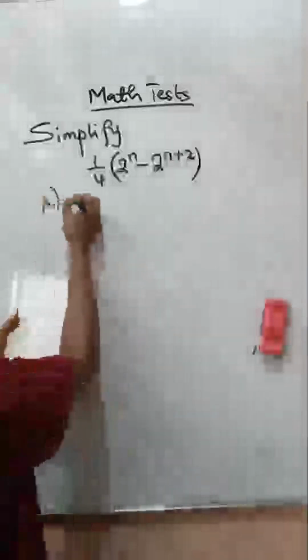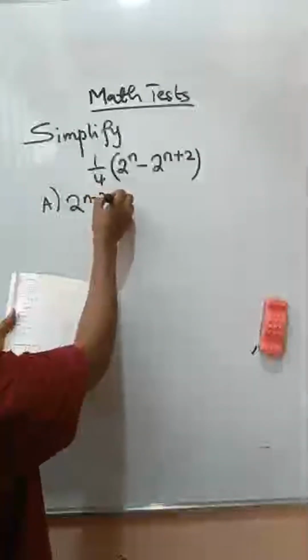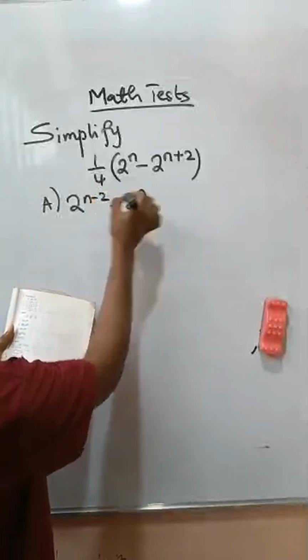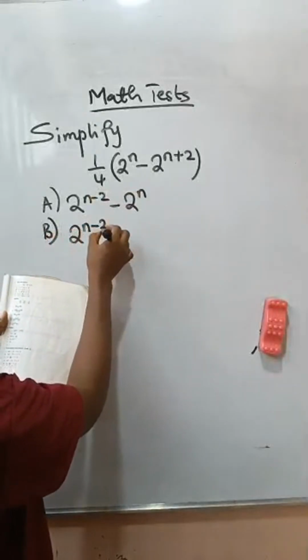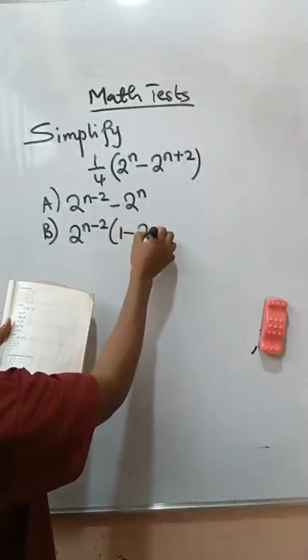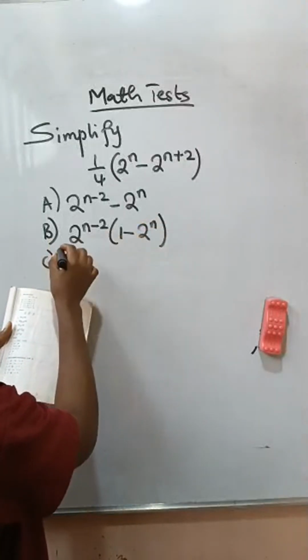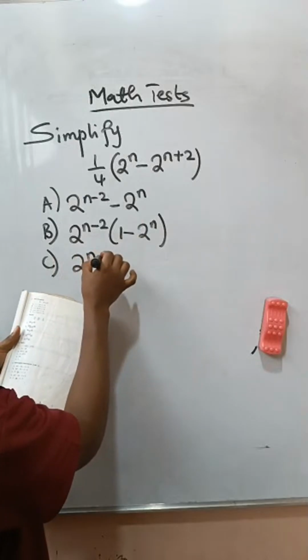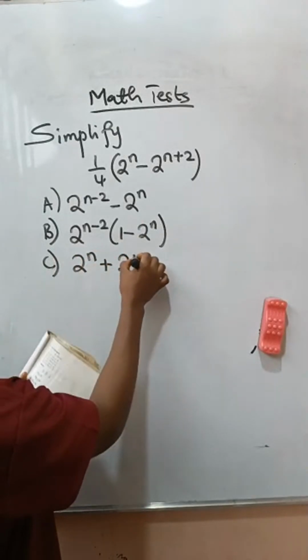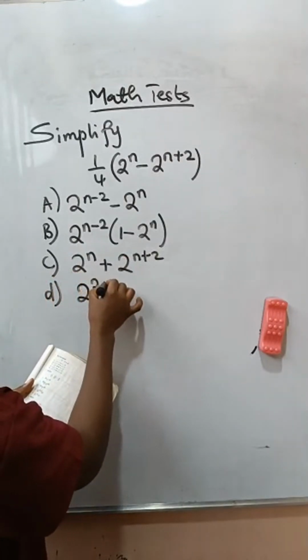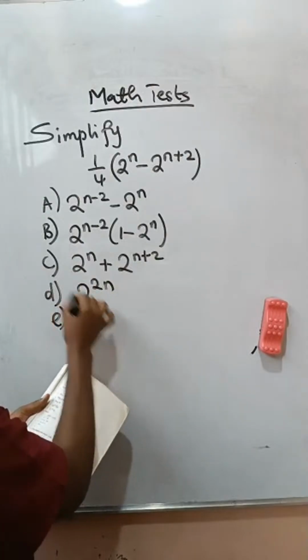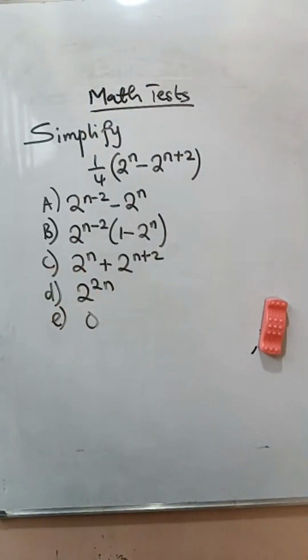Now, these are the options. Option A, we have 2 to the power of n minus 2 minus 2 to the power of n. Option B, we have 2 to the power of n minus 2 bracket 1 minus 2 to the power of n. Option C, 2 to the power of n plus 2 to the power of n plus 2. Option D, 2 to the power of 2n. And option E, we have 0. So these are our options.